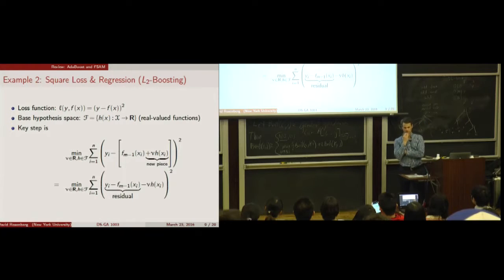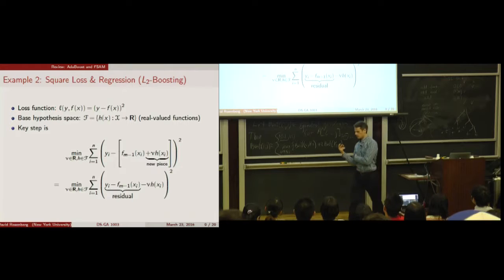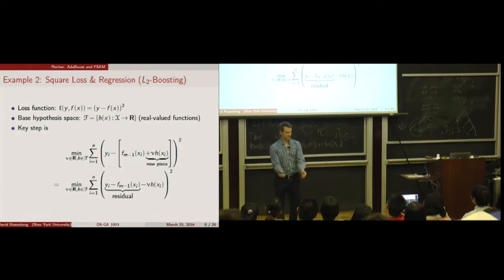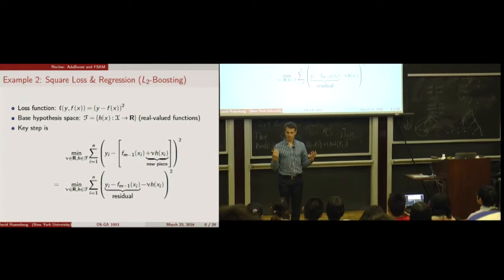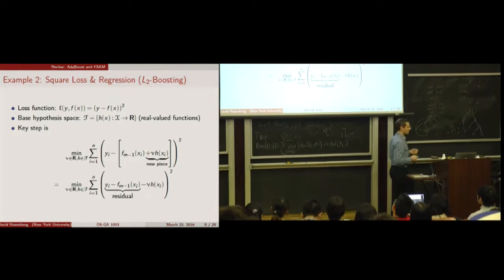Why am I calling that the residual? All right. F sub m minus 1 is our classifier up to stage m minus 1. And then we can look at its error in terms of square loss. Or let's just look at its difference at every data point. That's called the residual. So y_i minus f sub m minus 1 of x_i, that's the residual. All right. And now we're getting something that's pretty close to a standard regression framework. Let's clean it up a little bit more.